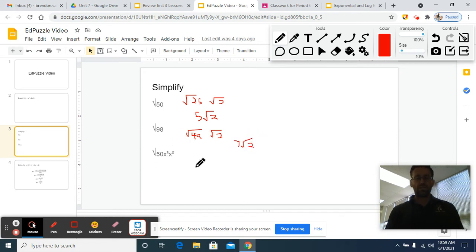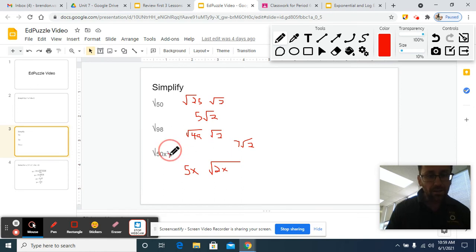And for this one, we got to make sure we simplify the variables as well. So the 50 becomes 5 and 2. But now x to the third, remember, you always leave one behind if it's an odd. So if I took one out, that's x squared. Square root of x squared is x. Now, that should be a y. Y to the 8th, that's even, so that's just y to the 4th. We'll leave none inside.